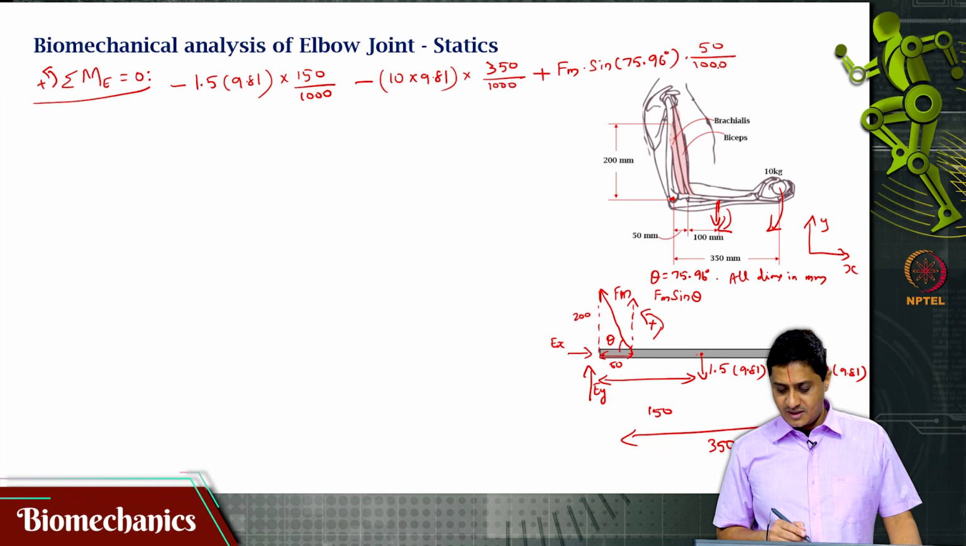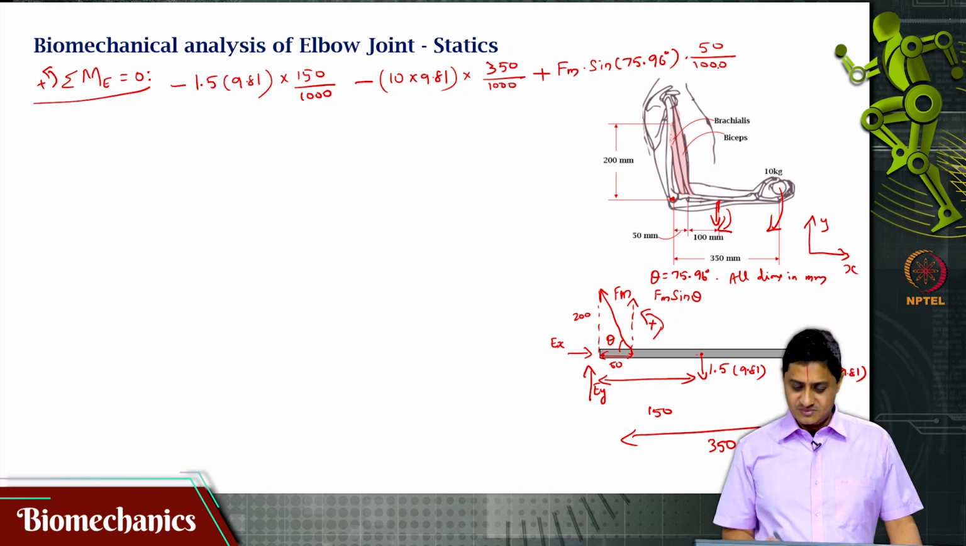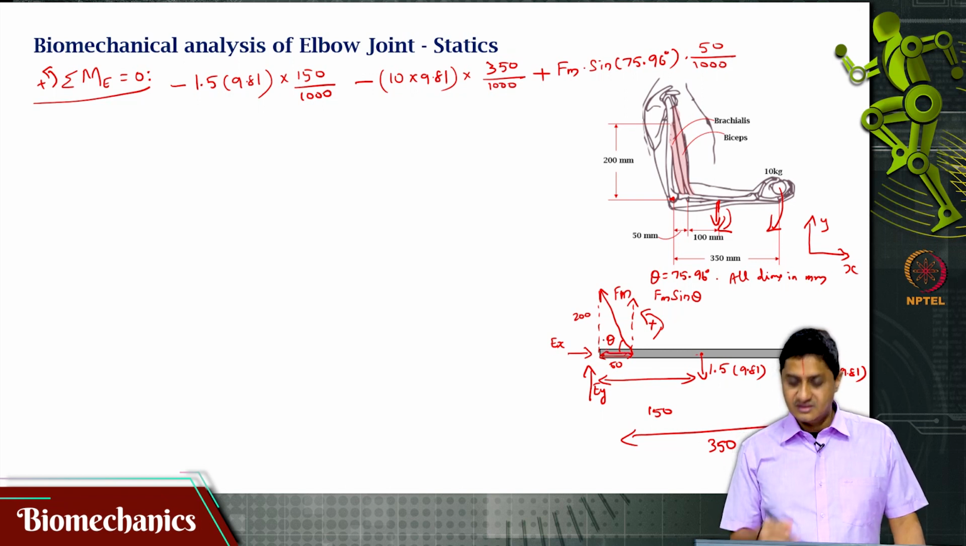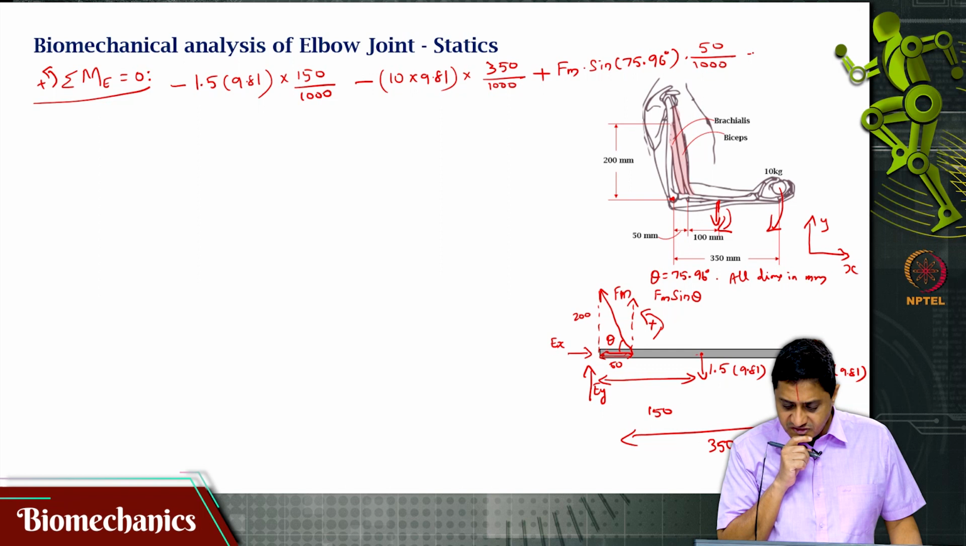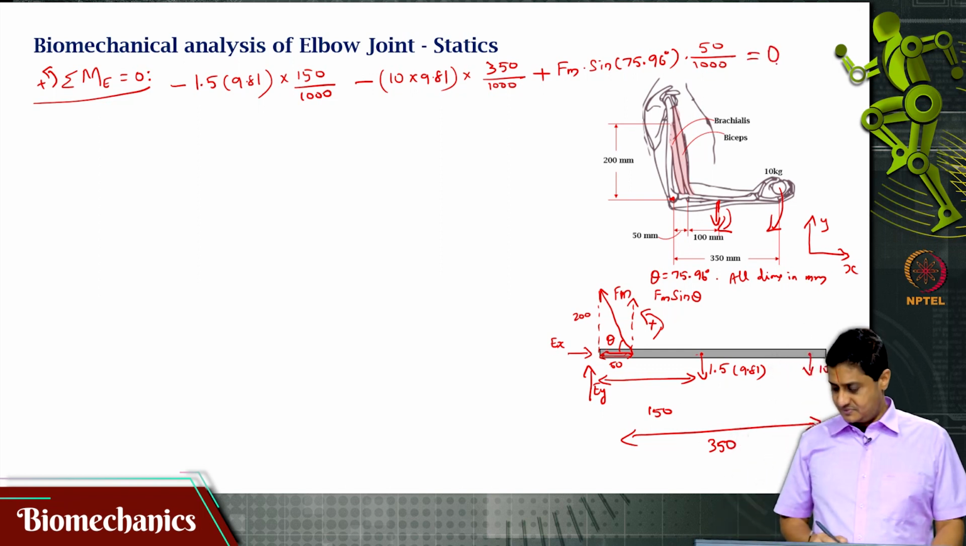Will the horizontal component of the muscle force cause a moment? The answer is no, because the moment arm is 0. This is the horizontal component, right? That will be causing 0 moment. Any other force we have left out? The answer is no, equal to 0.